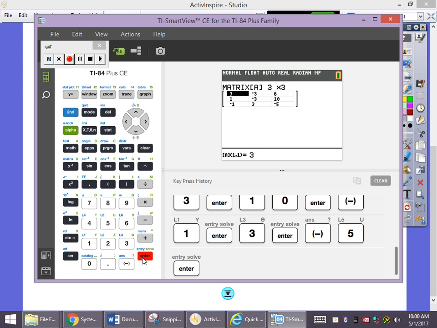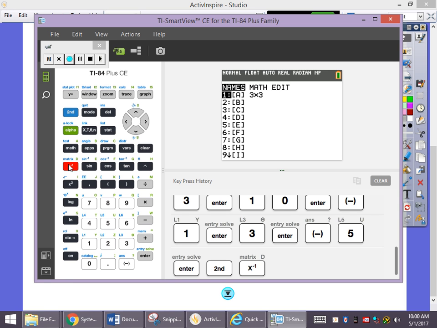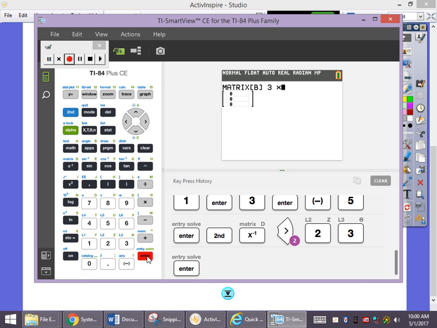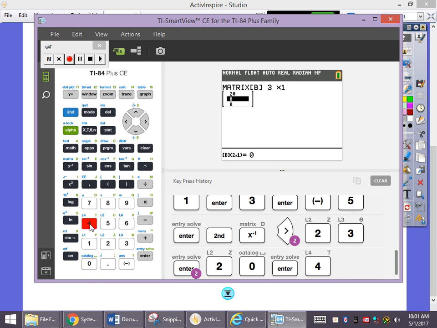Now, please do second matrix again. Arrow over to edit. Now you can either press 2 or down arrow because we want matrix B. Okay? We want matrix B. So you can either use the down arrow and hit enter, or you can press the number 2 for B. And matrix B is a 3 by 1. Okay, and the values are 20, 40, 30.